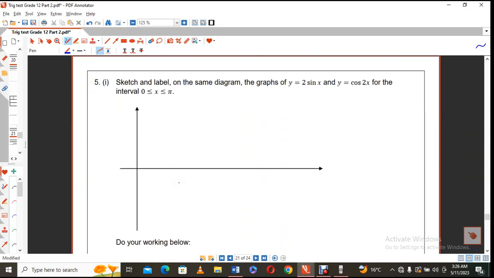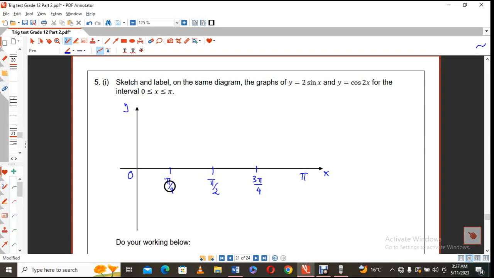Question 5, you are told to sketch and label. Very important, because in this question you're getting marks for labeling. Sketch and label on the same diagram the graphs of y equals 2 sin x and y equals 2 cos 2x, for the interval 0 to pi radians. That is the x and that is the y. So half of that would be pi over 2, half of that would be pi over 4, 2 pi over 4, and this one here will be 3 pi over 4.